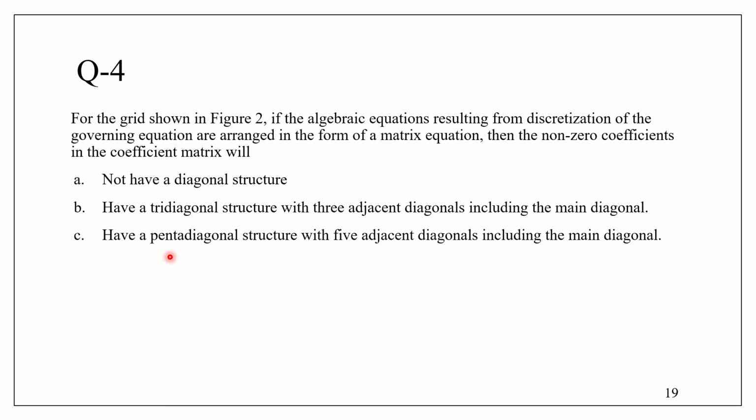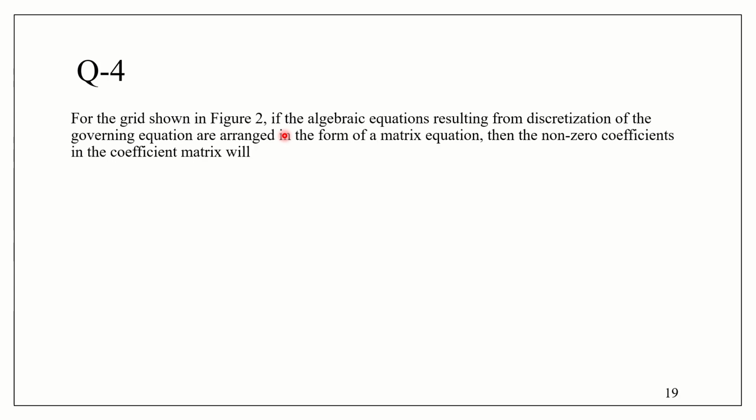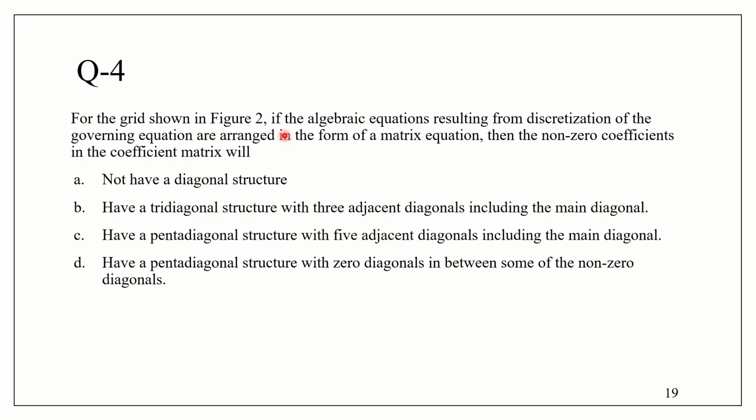For that we just need to look at the equations once. These are the equations. We need to arrange them in matrix form and identify if any diagonal structure is forming. On looking, we can say that it is not forming any diagonal structure apart from the one main diagonal that is present, which should obviously be present for solving, otherwise we wouldn't have a solution. So it is not having any diagonal structure is the answer. The answer to this question is that it would not have any diagonal structure.